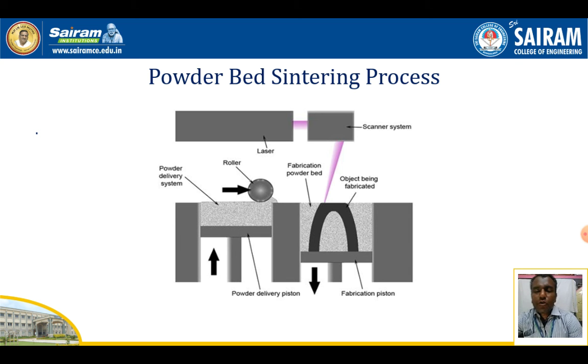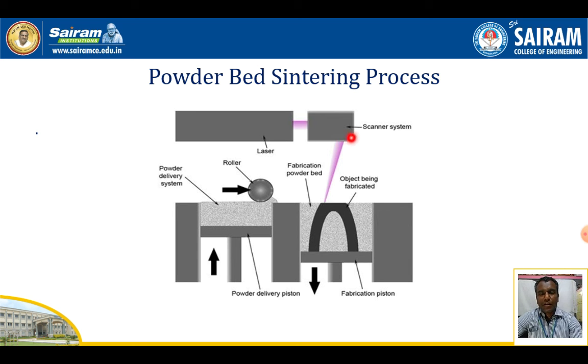The powder bed fusion process is also called the powder bed sintering process. It works on the principle of heating certain powder so that it gets hardened. That means it hardens the powders to form layers. It has three major components.